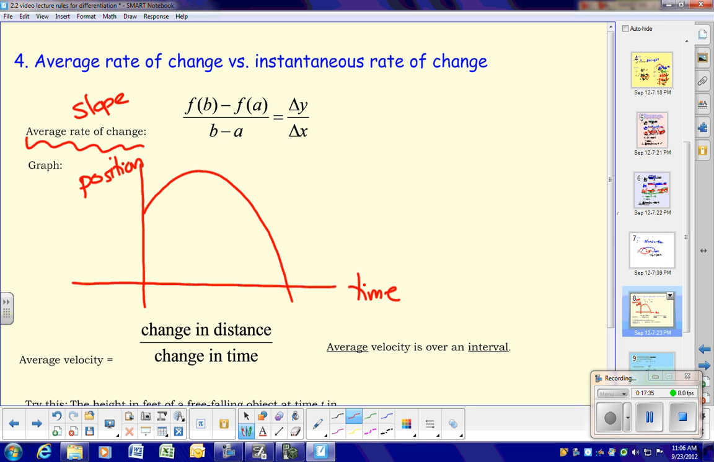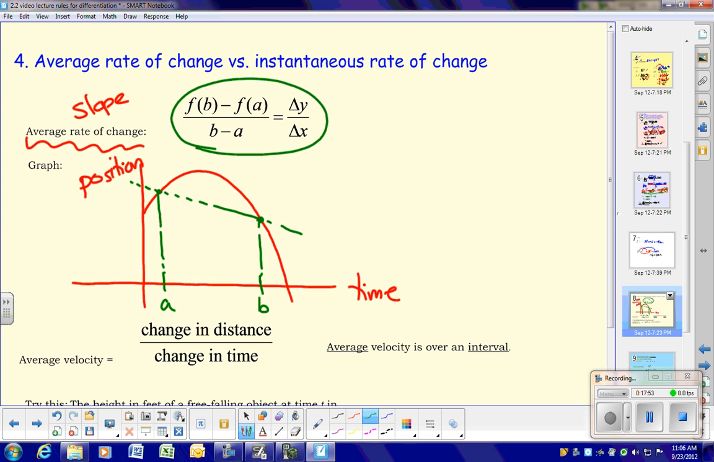And if I were looking at two different points in time, let's say this is point A and this is point B in time. I look at my position at each of those moments, and what I'd be finding with the equation above is the slope of that secant line. That's my average rate of change. Now, when the original function is a position function, the slope of that secant line represents what we call average velocity, okay? Average velocity is over an interval, okay? And it's the change in distance versus the change in time. That's all it is, okay?